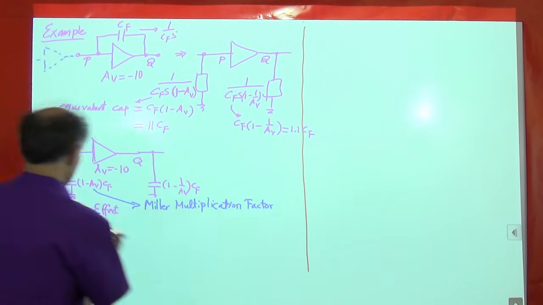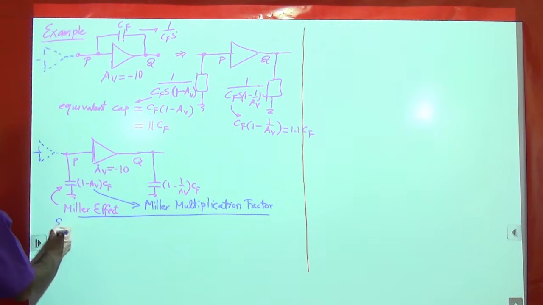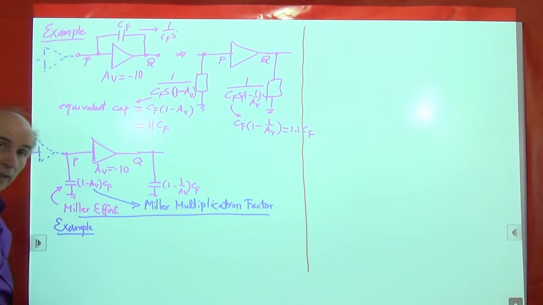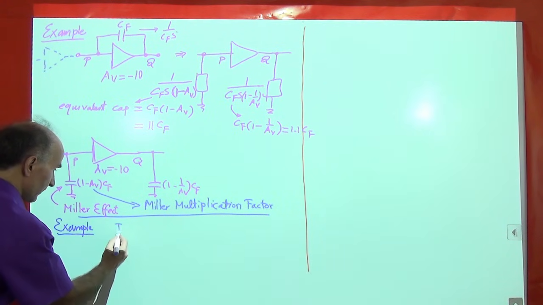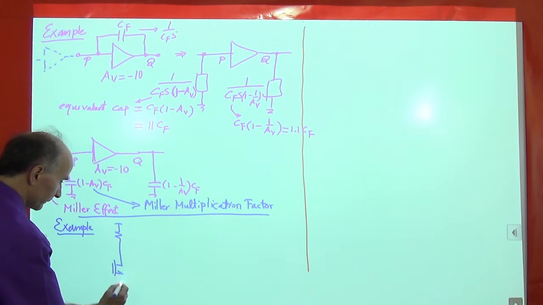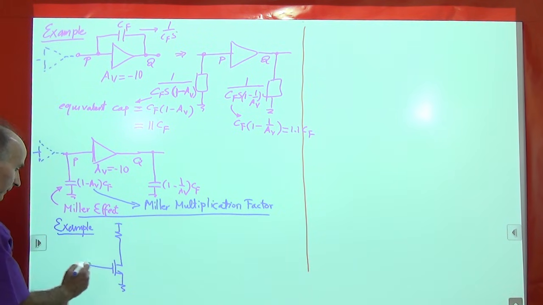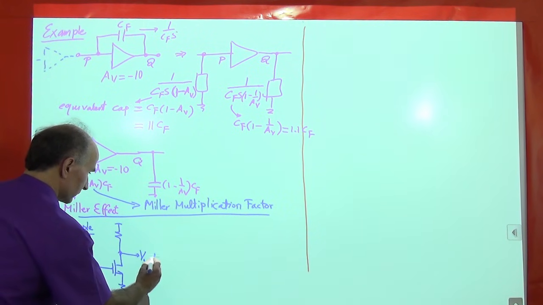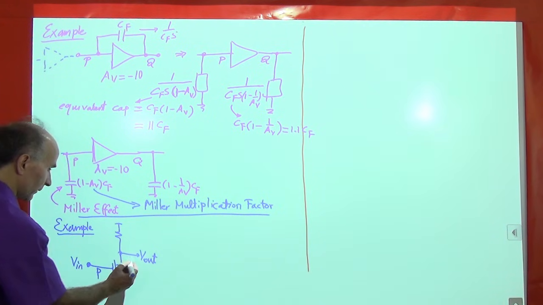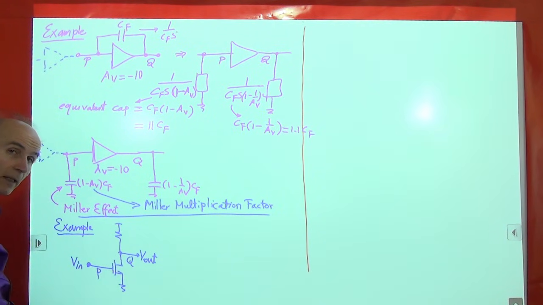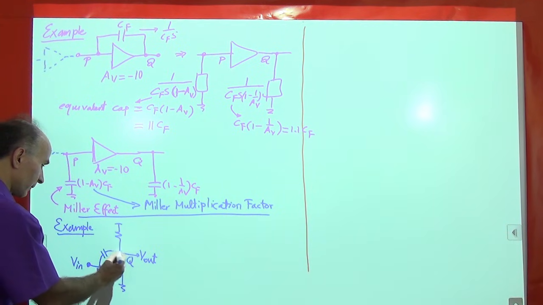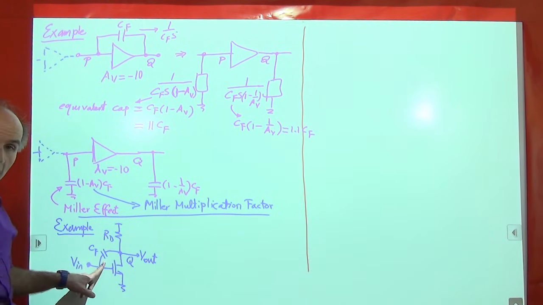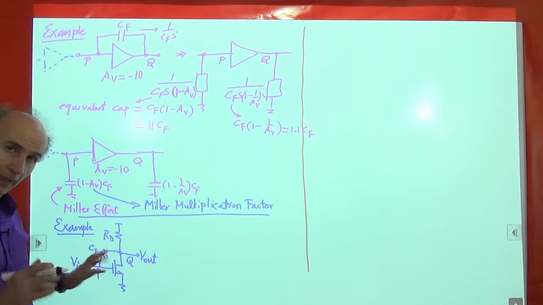So here's another example. Suppose I have a common source amplifier. Very simple. Here's a common source amplifier. V in, V out. We can call these also nodes P and Q. And I connect a capacitor between these two. We call this CF. Why do I do this? At this point, we don't know. But let's just say there's a capacitor there.